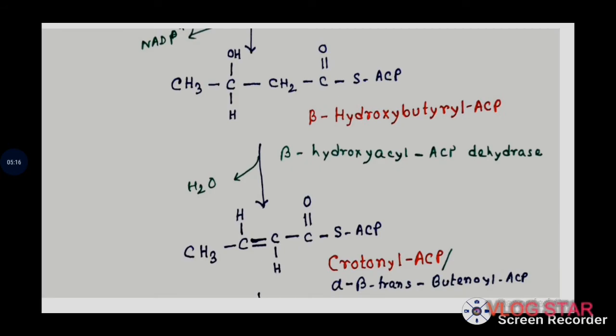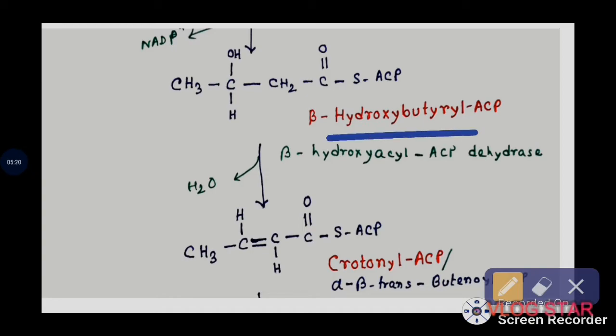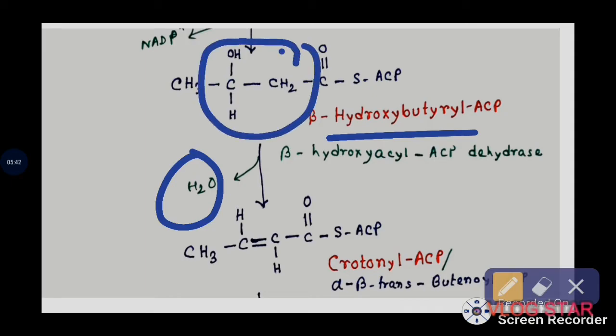In the next slide we have beta hydroxybutyryl ACP. We told you earlier in my video that it is car driver. So D means again dehydration. You see this H2O molecule is released from these two carbons, OH and H are released, forming H2O. So there is a double bond formed here.